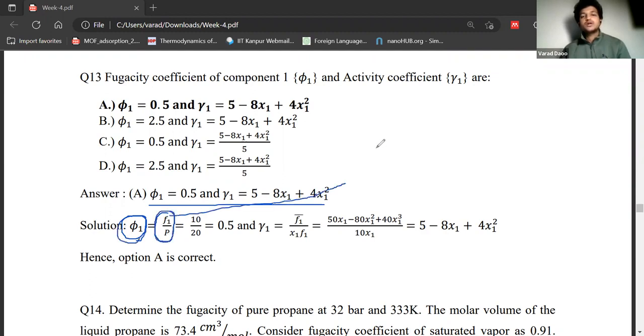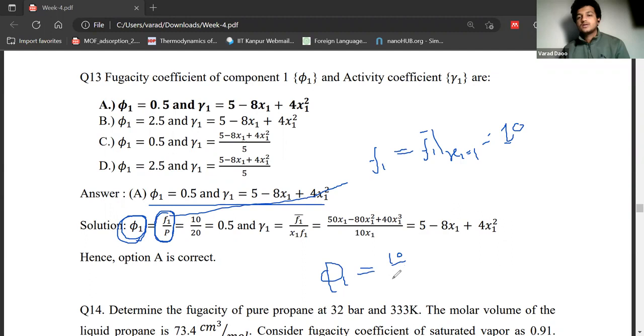So we already calculated what is fugacity. Fugacity of pure component one is f1 bar when x1 equals 1. This we already calculated as 10 bar in our first question, question number 11, right? And pressure is already given as 20. So phi 1 is nothing but 10 by 20. This is nothing but 1 by 2, which is nothing but 0.5, right? Phi 1 is 0.5.